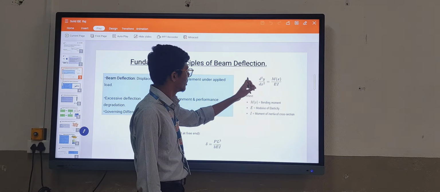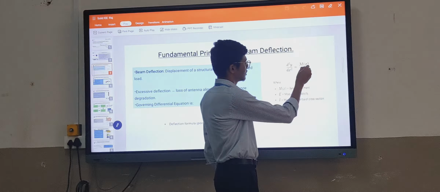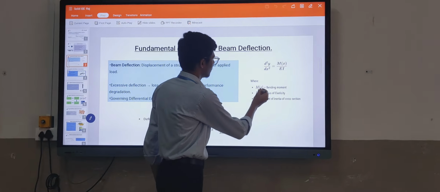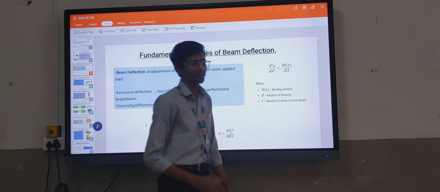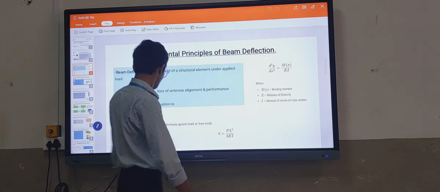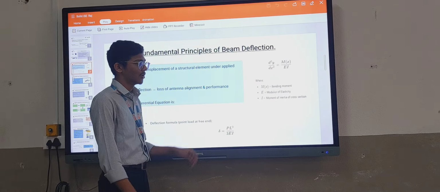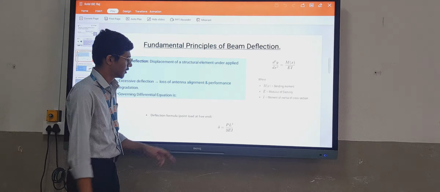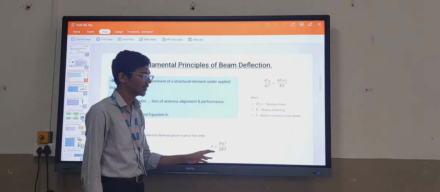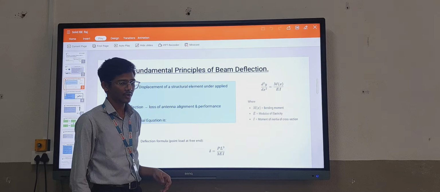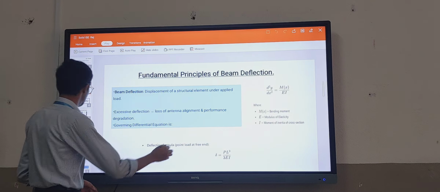Then here are the formulas: d squared y by dx squared equals M(x) by E I. Here M(x) is the bending moment, E is the modulus of elasticity, and I is the moment of inertia. The deflection formula for a point load at the free end is delta equals P L cubed by 3 E I, where E is the modulus of elasticity, I is the moment of inertia, and L is the length.